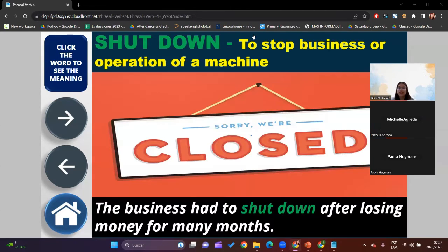And you can also use it to say stop business. We can use the expression to stop business or the operation of a machine. Sorry, we're closed. That could be a place. Also when you finish doing something with someone else, so I shut it down with them, with her, with him. The business had to shut down after losing money for many months. Yes. That will be to shut down.